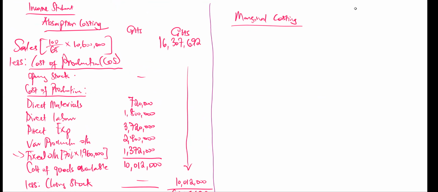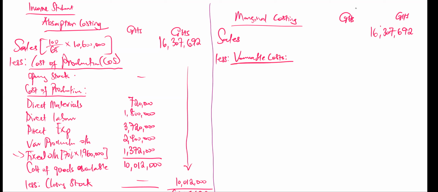Okay. Now, the marginal costing, the same thing will be done. Will result in the same profit because we didn't have stock, right? The only difference between them is that we value stock differently. So here, sales will still be the same, 16,307,692. Then we are going to deduct our variable costs. All variable costs, both production and non-production, right? So variable cost, the same way, opening stock.